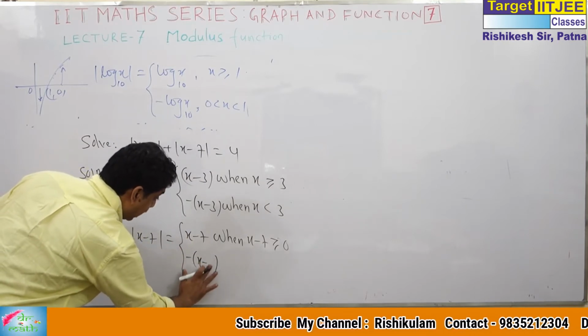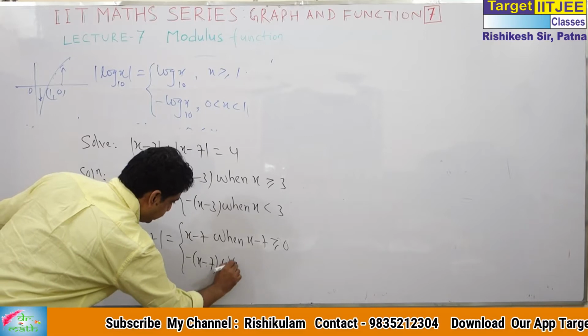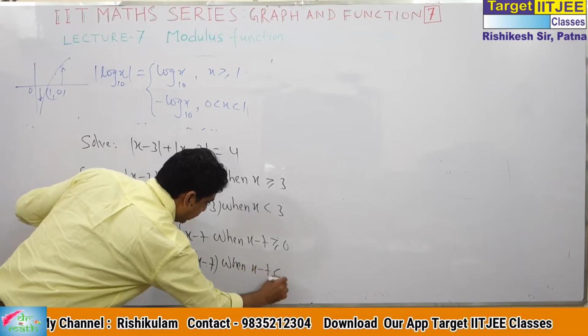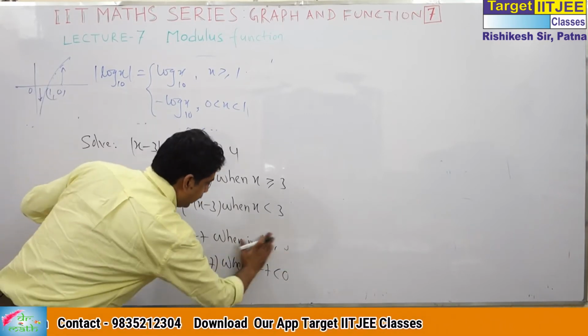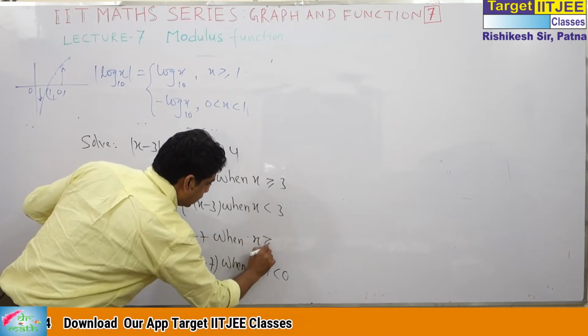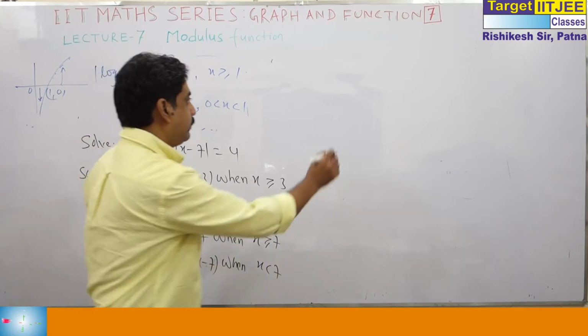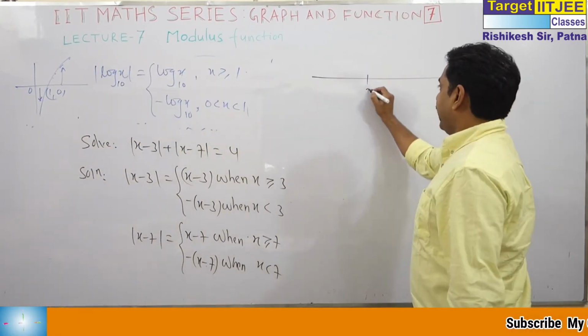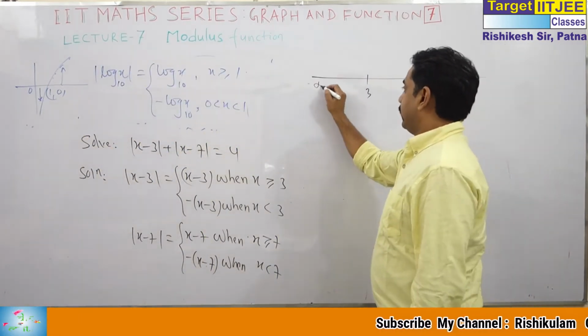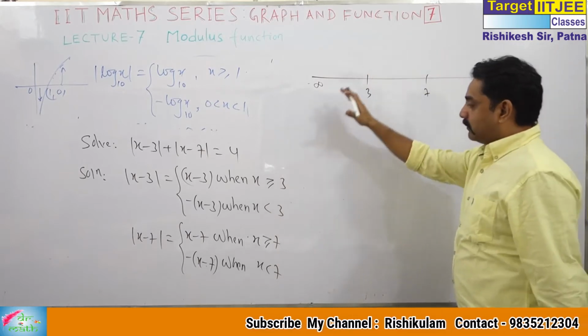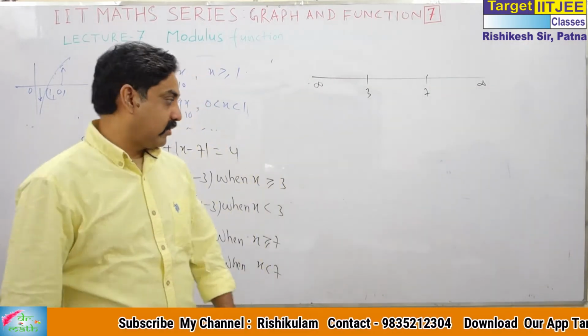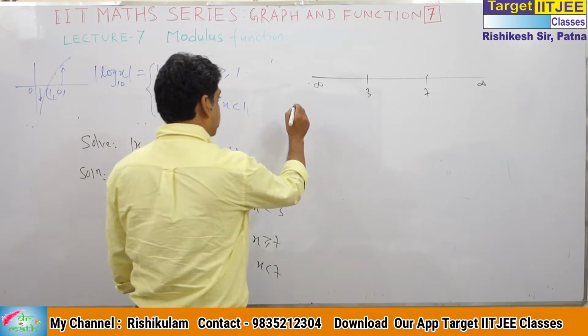Minus x minus 7. Not 3. When x minus 7 is less than 0, what do we do? We do x greater than or equal to 7 or x less than 7. Now, this 3 and 7 will divide the whole number line into 3 parts. So we will solve this question in 3 parts.